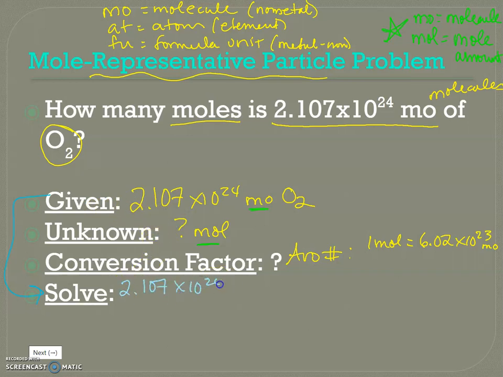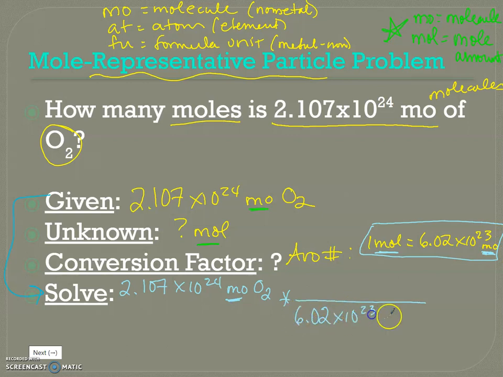2.107 times 10 to the 24th molecules of O2. And then I make my conversion factor, and I have to place this correctly. Where do I put MO? Where do I put MOL? Well, if MO is in the top, I need to put MO on the bottom. 6.02 times 10 to the 23rd molecules of oxygen is 1 mole. The unit that you are converting to, meaning moles of O2, that unknown, that's what should be on top when you are done.